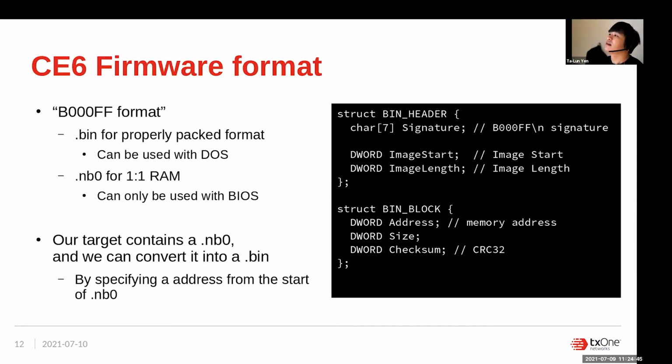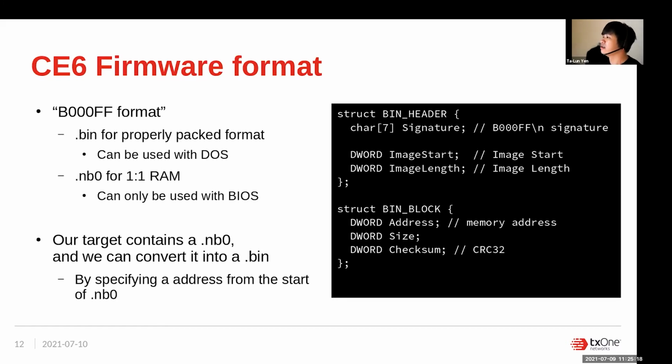So, CE6 firmware format. The CE6 image builder allows two kinds of output. One is called .bin, which has a tidy format and adheres to the struct pasted on the right side of the slide. Another one is .NB0, which is a one-by-one representation of the RAM, as some flash memories can employ execute in place, which means their storage area allows execution, and that saves time from copying the entire OS into the RAM.